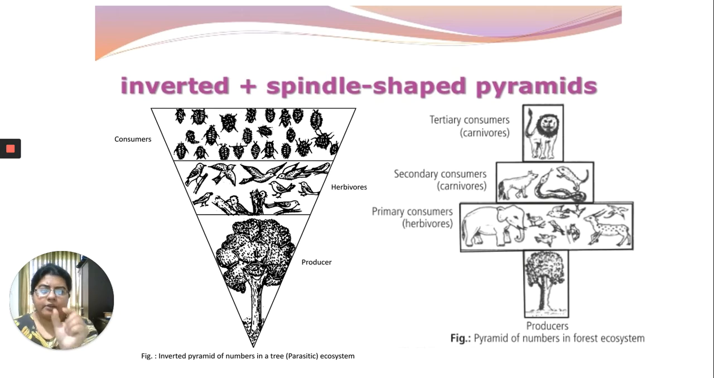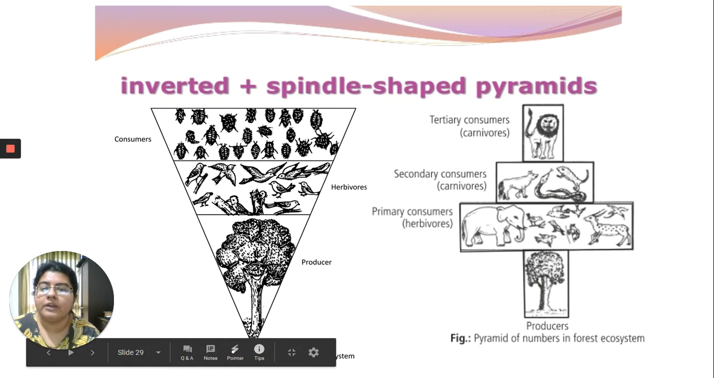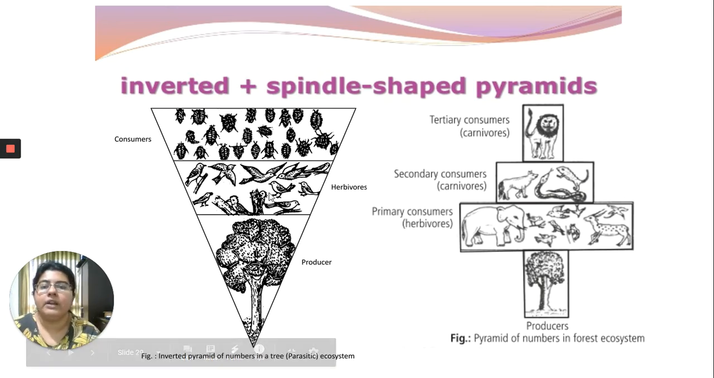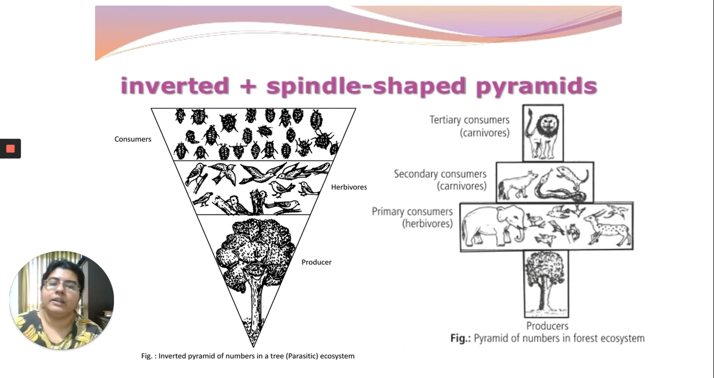So the base of this pyramid is narrow, but this tree has multiple branches and leaves, and each branch could be a habitat of different types of insects or different types of birds. So all these herbivores living in the branches, say squirrels or birds, will come as the primary consumers. Now you must be thinking, why are insects the secondary consumers here? They should be over here in the middle block.